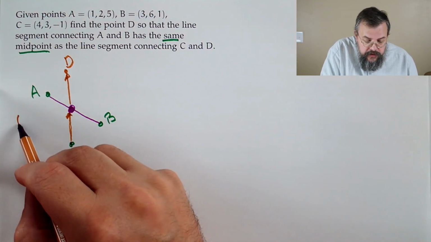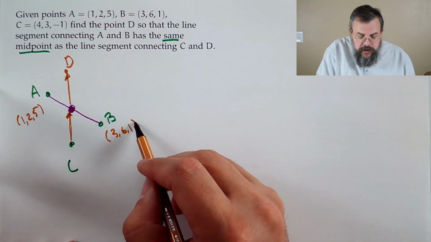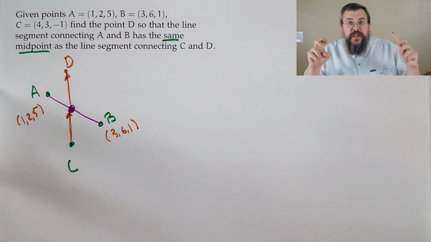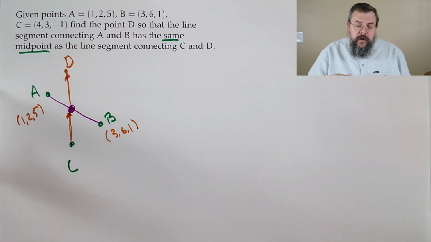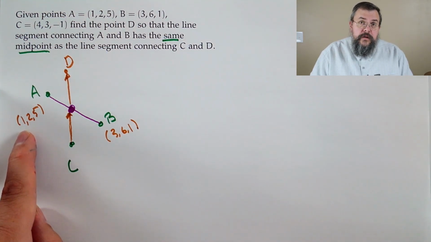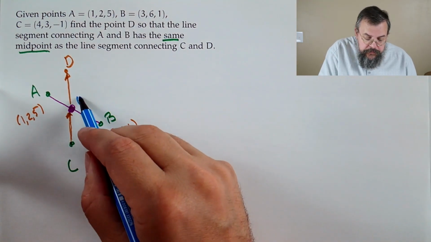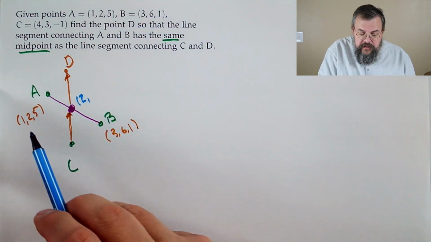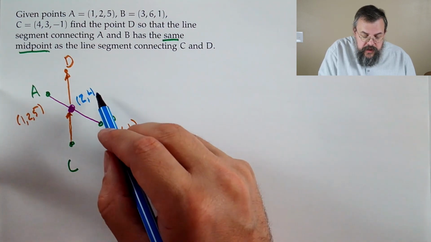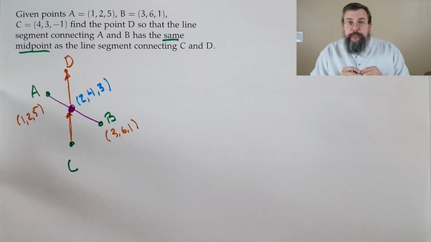So we know our points are (1, 2, 5) and (3, 6, 1). The midpoint is found by more or less averaging each entry. So what's halfway between 1 and 3? That's our x coordinates. Halfway between 1 and 3 is 2. You can also find it by adding the two numbers and dividing by 2. Between 2 and 6 would be 4, and between 5 and 1 would be 3. So (2, 4, 3), that's the midpoint from A to B.